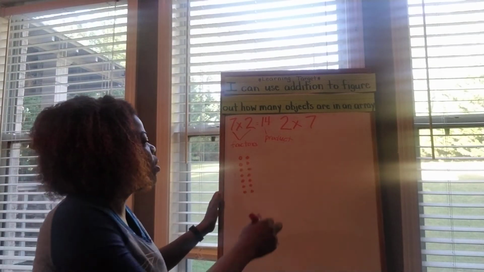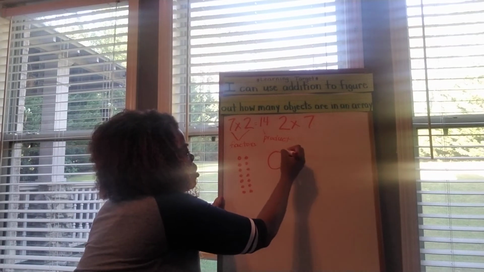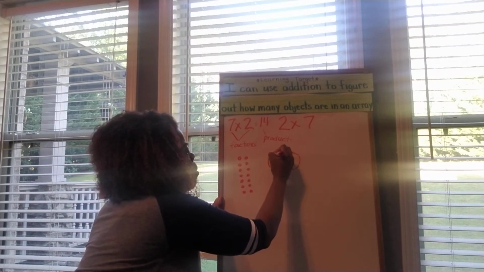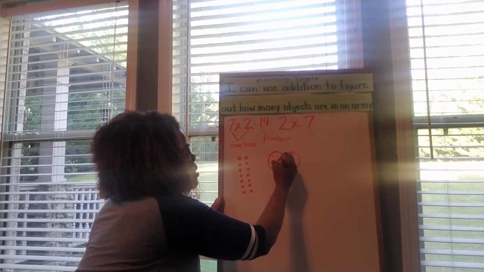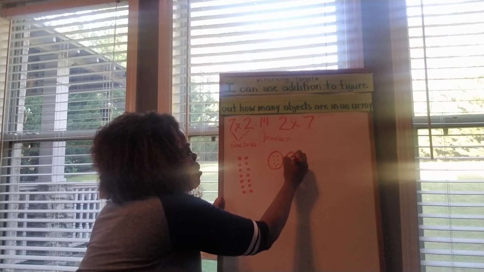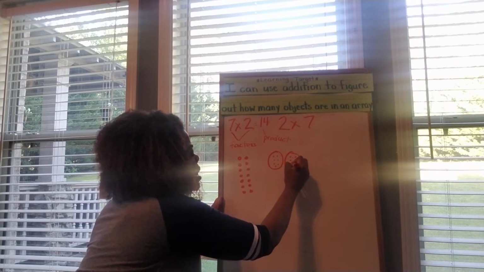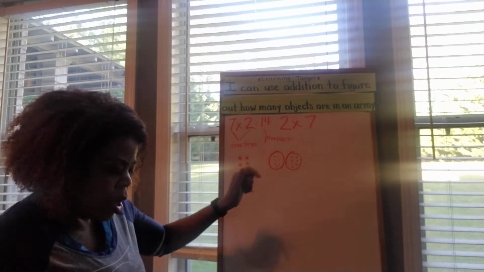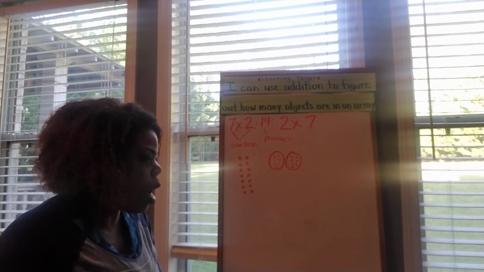Equal groups. We can have, let's just do 2 groups. And put 1, 2, 3, 4, 5, 6, 7. And this one, 1, 2, 3, 4, 5, 6, 7. So we've got an array. We've got equal groups. Repeated addition.